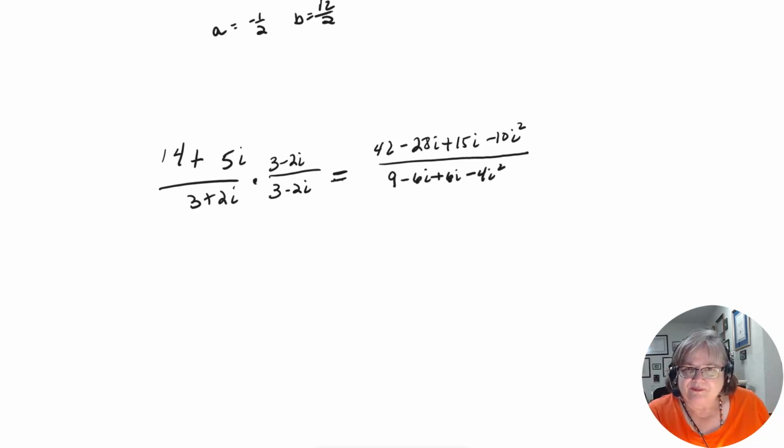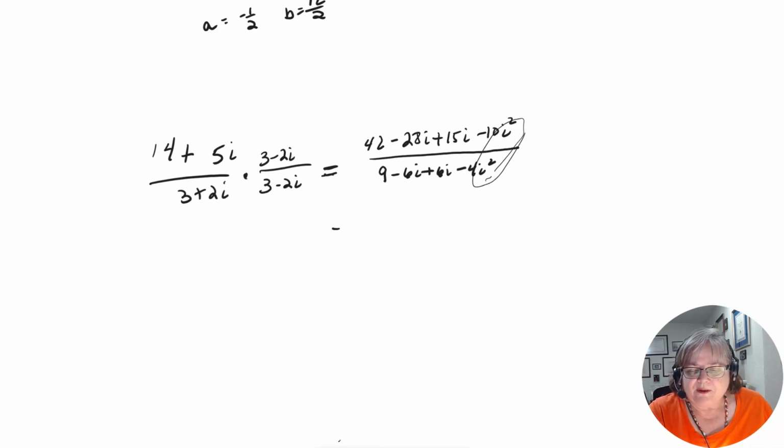Now, y'all, you absolutely cannot sit here and say things like, these i squares are going to cancel, or 4 goes into 10 so many times. Those are not factors of each other. You've got all these pluses and minuses here, so you cannot reduce it unless you have factors. You don't have that. So we have to clean this up.